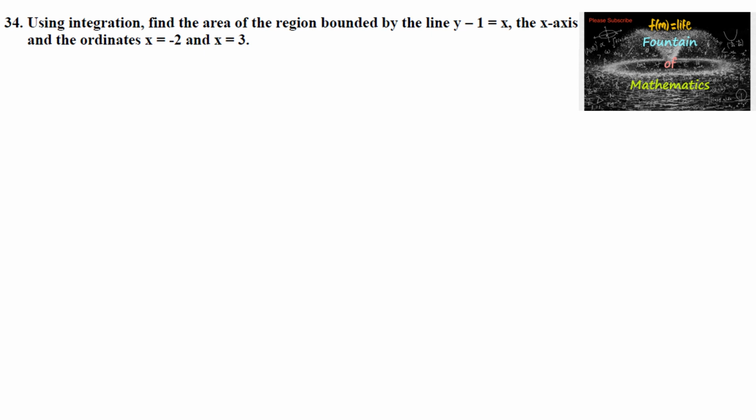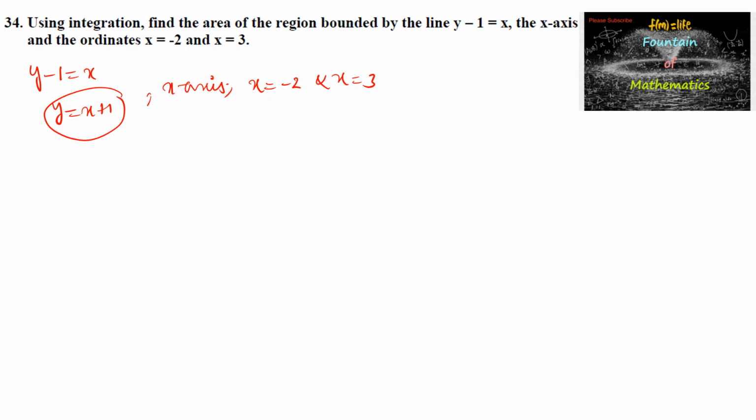Using integration, find the area of the region bounded by the lines y minus 1 is equal to x, that is y is equal to x plus 1, and the x-axis, and the ordinates x is equal to negative 2 and x is equal to 3.